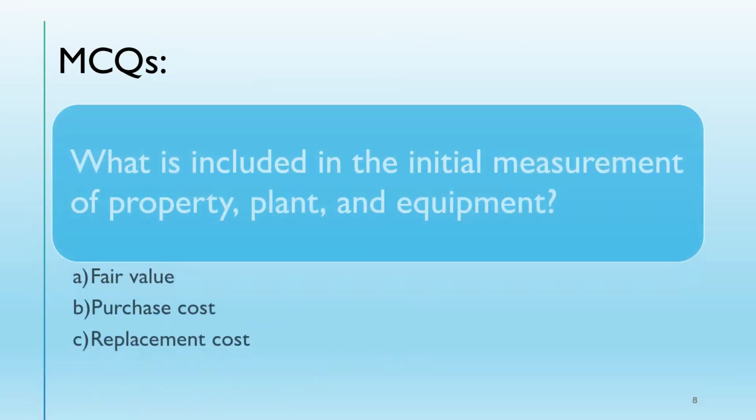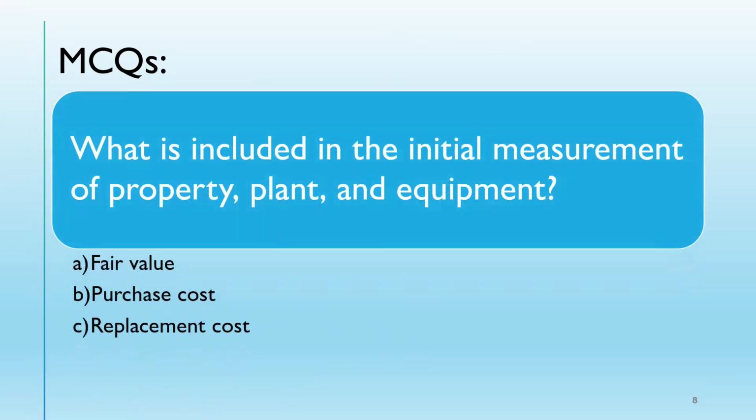Second question, what is included in the initial measurement of property, plant, and equipment PPE? A. Fair value. B. Purchase cost. C. Replacement cost. The correct answer is option B. Purchase cost is included in the initial measurement of property, plant, and equipment PPE.